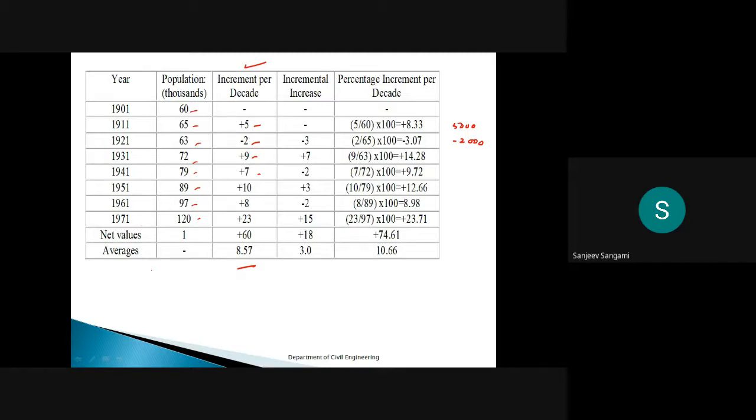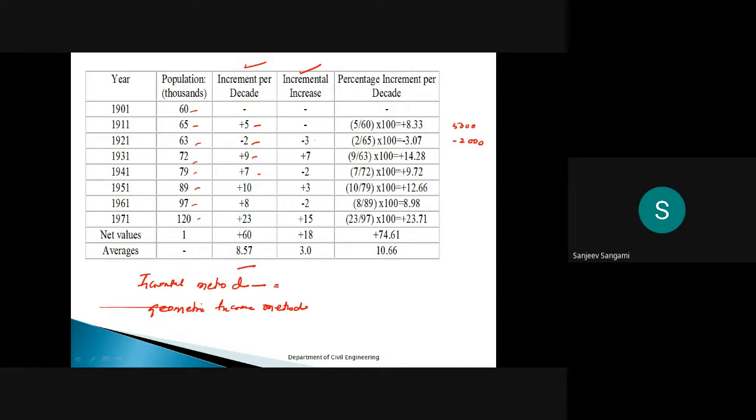Then for the incremental increase method, in that problem he asked that you have to use the incremental increase method as well as the geometric increase method. So for the incremental increase method, if I want to apply it, then I have to prepare one more tabular column, that is incremental increase. Then how do I calculate this incremental increase?